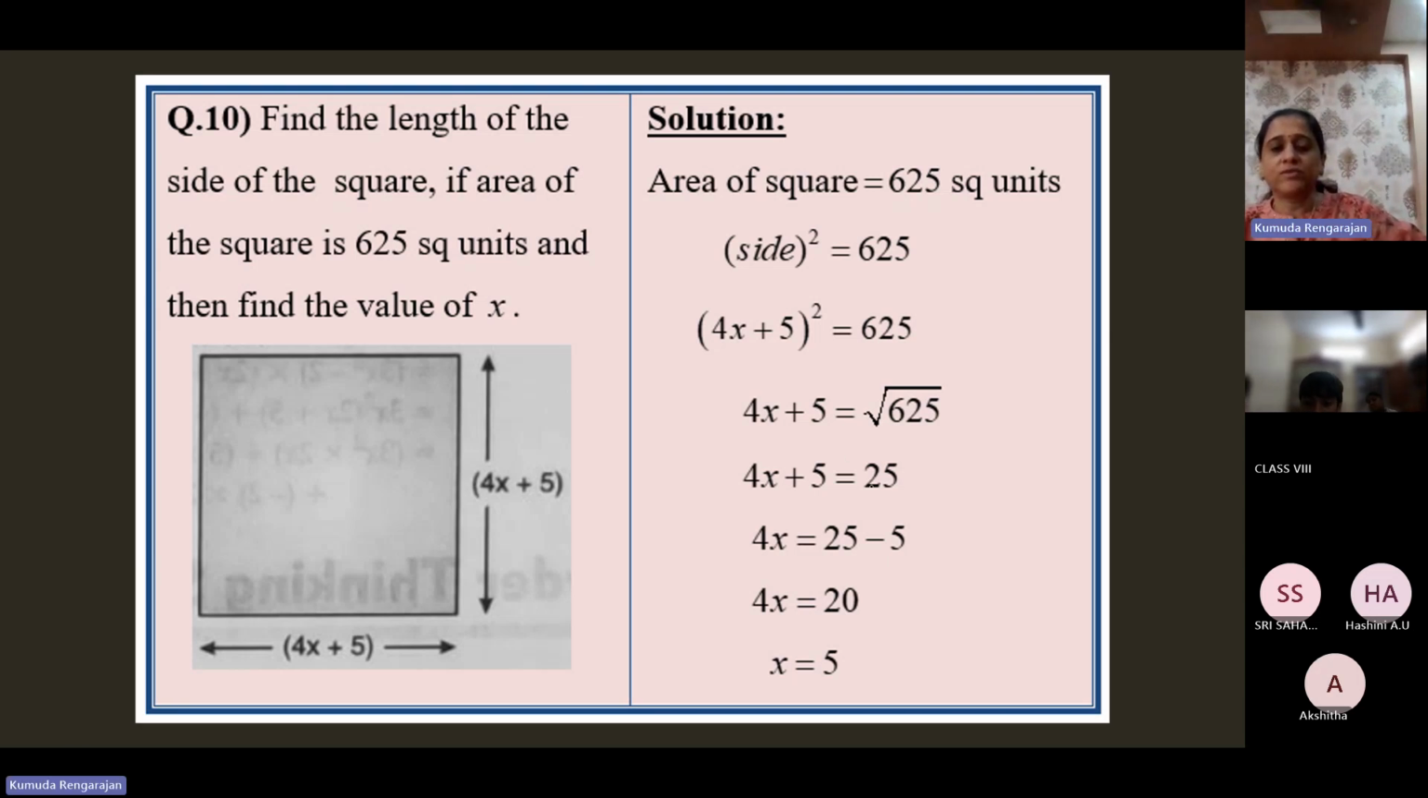4x plus 5 is equal to 25. Then transpose. 4x is equal to 25 minus 5. 4x is equal to 20. X is equal to 20 by 4. X is equal to 5. So you should not expand here. That's the learning. You should not expand. This, the whole square is 625. So this one comes to the other side as square root of 625, which is 25. Now this is a simple equation. Solve the equation and find the value of x.